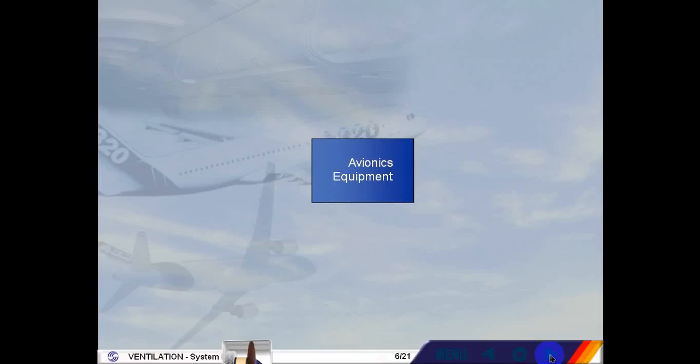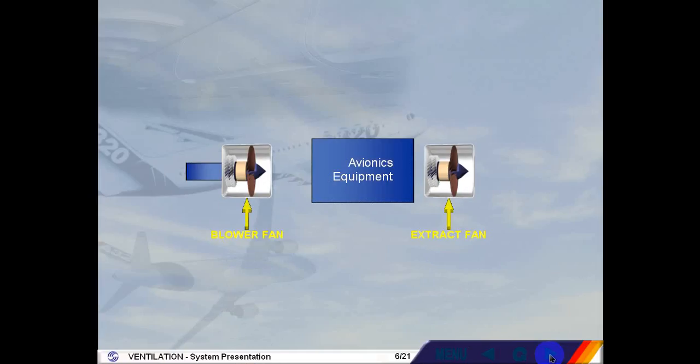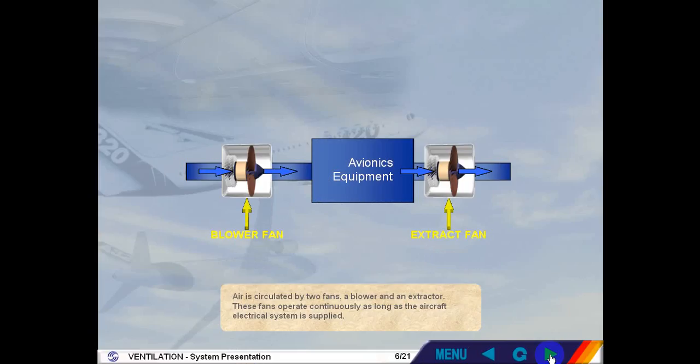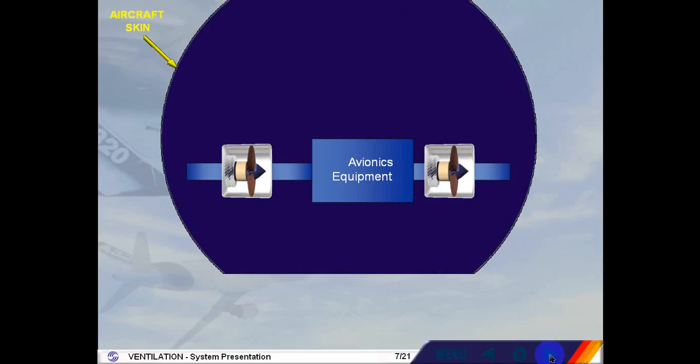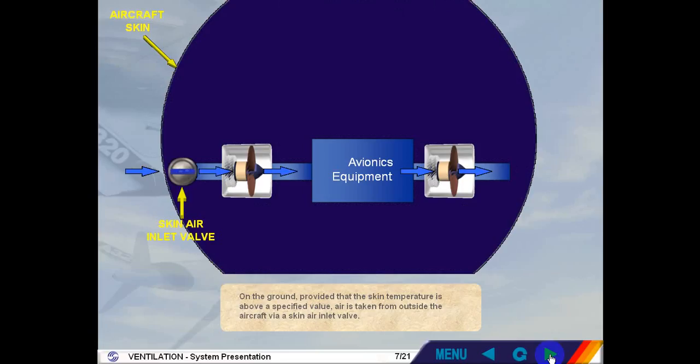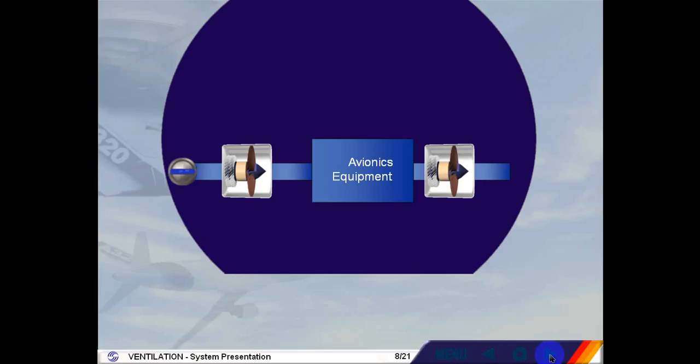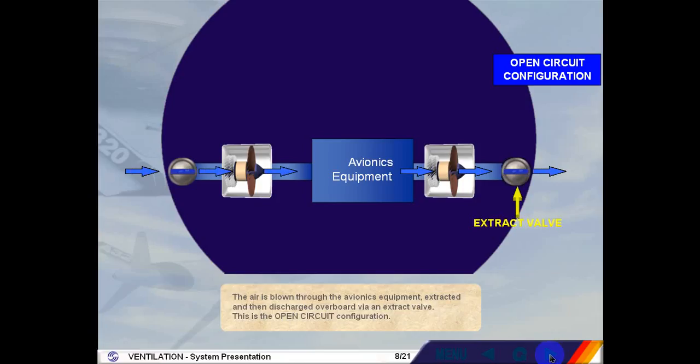Air is circulated by two fans, a blower and an extractor. These fans operate continuously as long as the aircraft electrical system is supplied. On the ground, provided that the skin temperature is above a specified value, air is taken from outside the aircraft via a skin air inlet valve. The air is blown through the avionics equipment, extracted and then discharged overboard via an extract valve. This is the open circuit configuration.